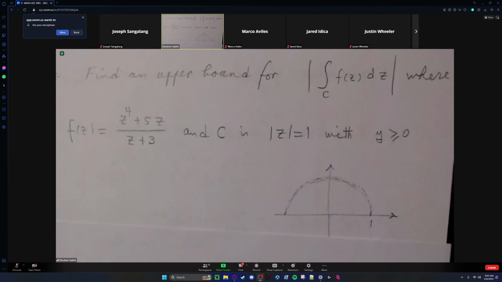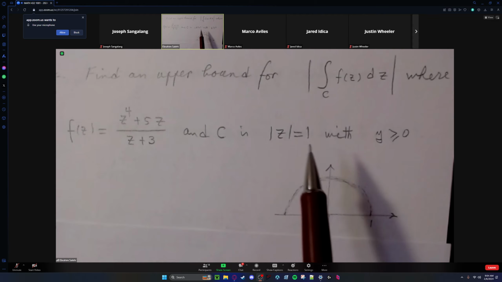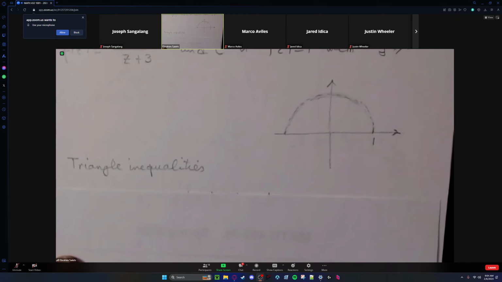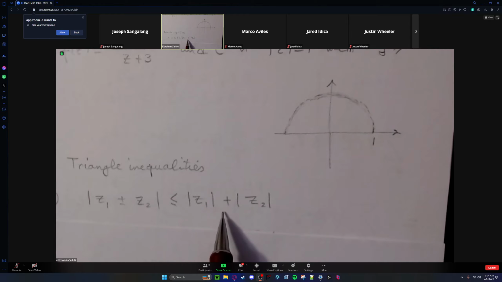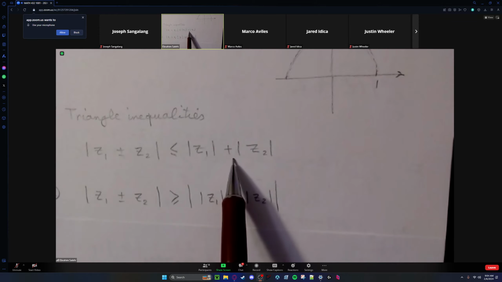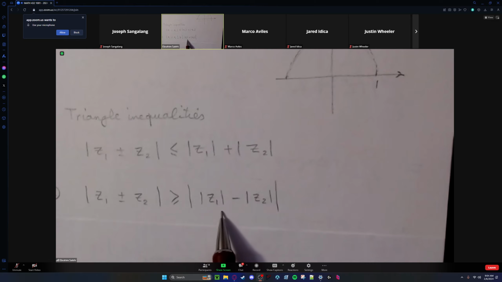How about M? Remember, M is the upper bound for this one when you choose z to be on this curve, when the modulus of z is 1. Well, for that one, we are going to use the triangle inequality. There are two triangle inequalities. One is this one. Triangle inequality 2 is this. You use this one for the numerator. Use this one for the denominator.